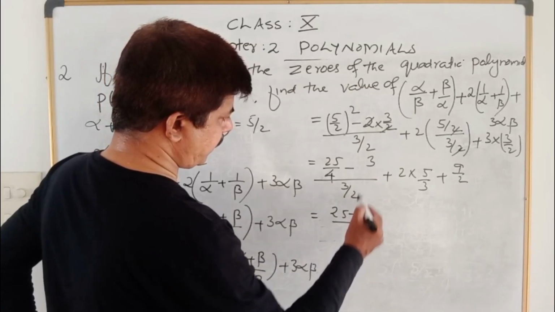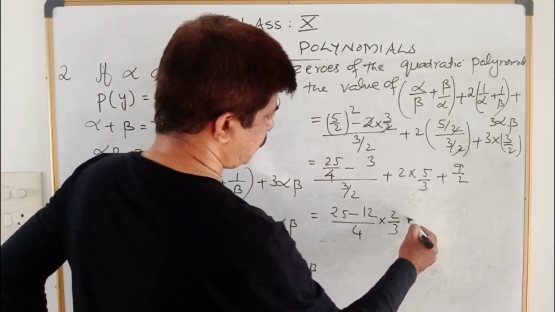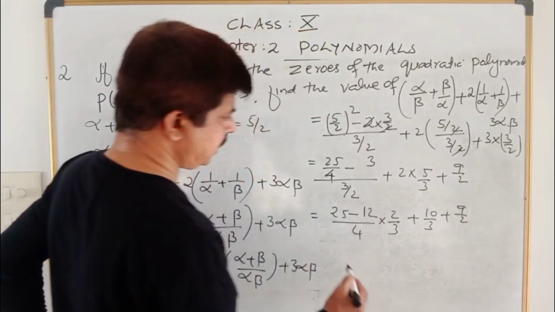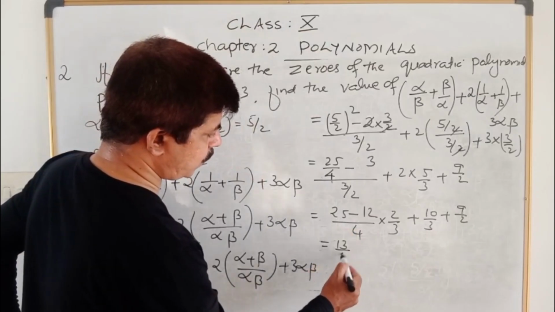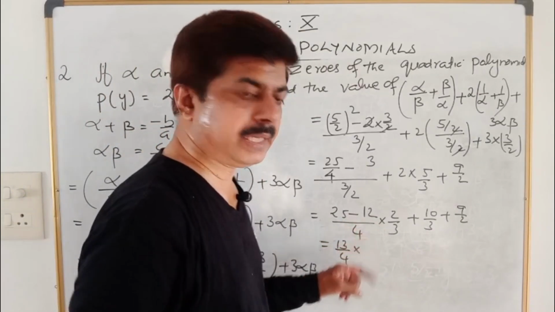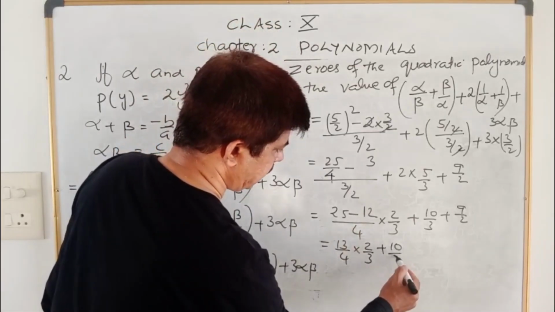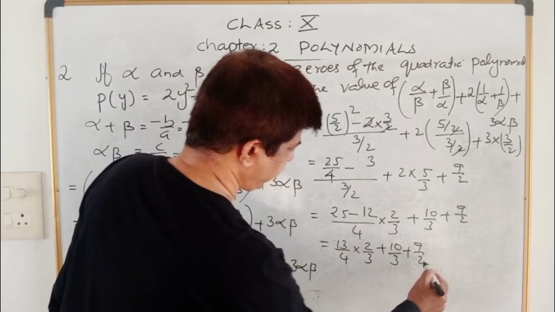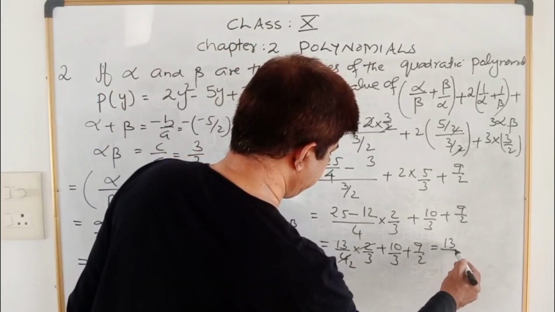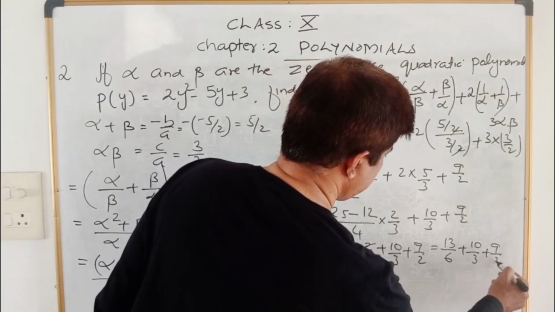We know that 25 minus 12 by 4, this 3 by 2 can be taken reciprocal. 2 by 3 plus 10 by 3 plus 9 by 2. 13 by 4 into 25 minus 12, what? 13. 13 by 4 into 2 by 3 plus 10 by 3 plus 9 by 2. So it can be cut. So we are getting 13 by 6 plus 10 by 3 plus 9 by 2.